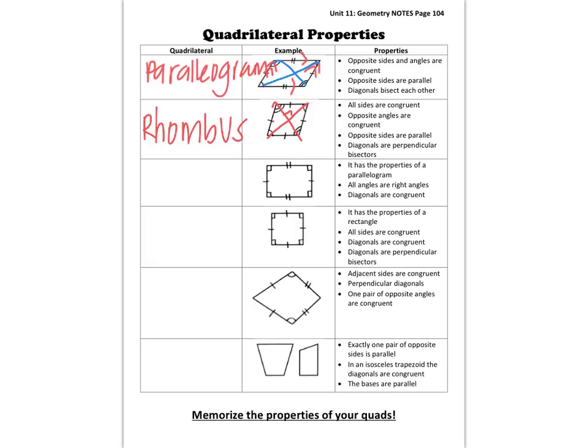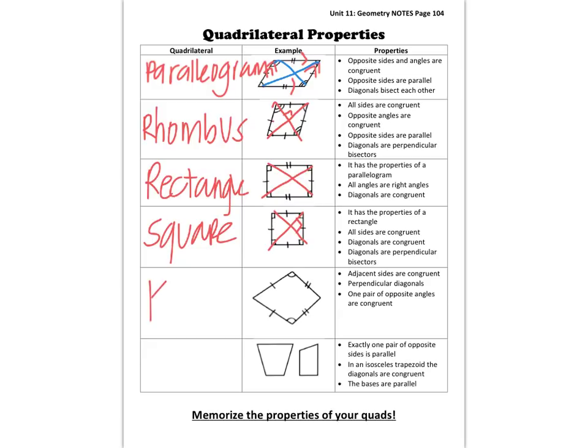Okay, then we have a rectangle. We know that because we have 4 right angles, and we cannot call it a square because it doesn't have all equal sides. Diagonals are congruent. Square. So a square also has perpendicular bisectors, like a rhombus. You have 4 congruent sides and 4 right angles.